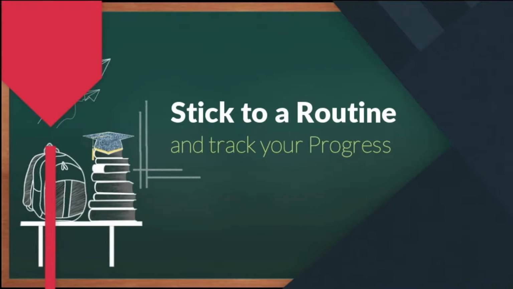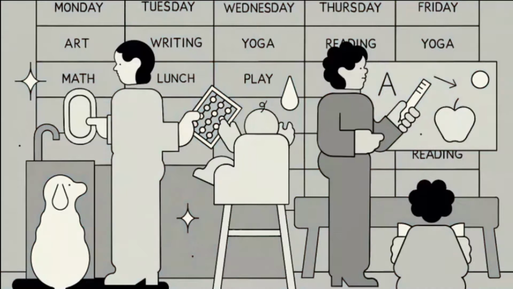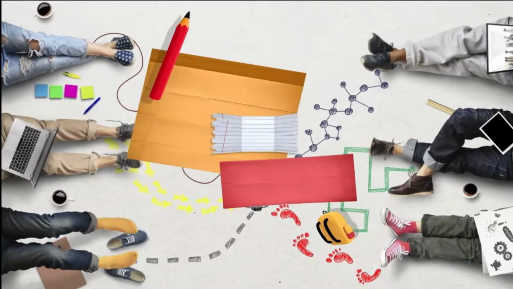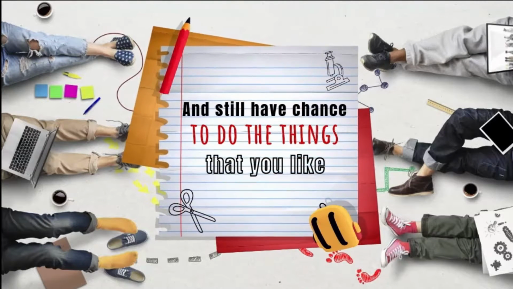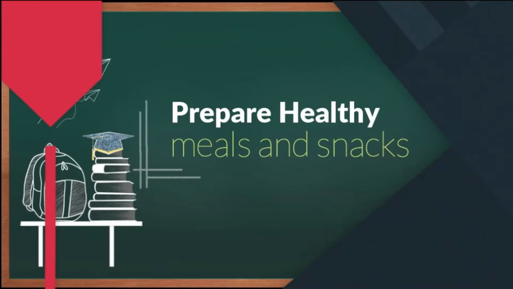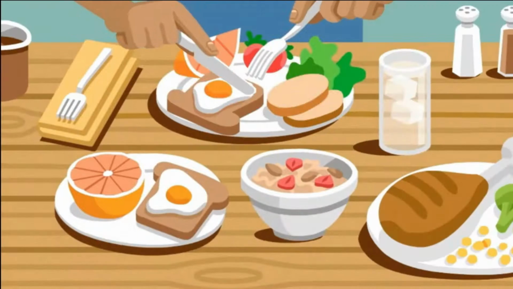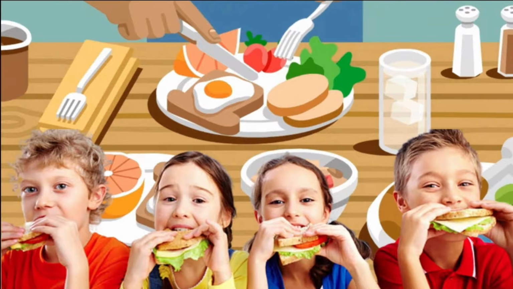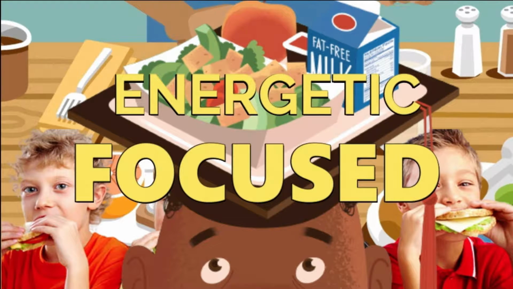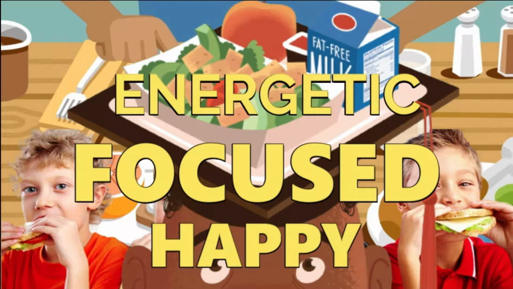Number 2. Stick to a routine and track your progress. By keeping a regular schedule for their online classes, they'll be able to log off on time and still have a chance to do other things they like. Number 3. Prepare healthy meals and snacks. Giving students healthy and nutritious food and drinks will keep them energetic, focused, and happy throughout the day.